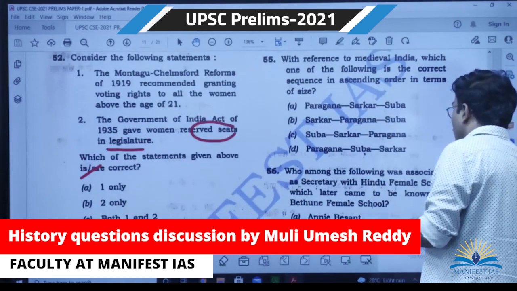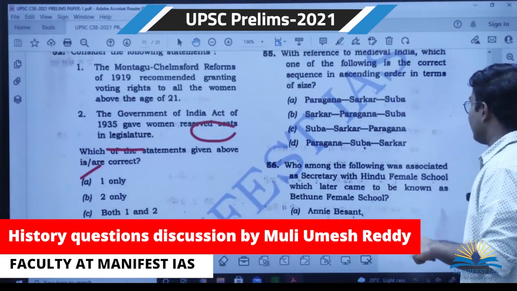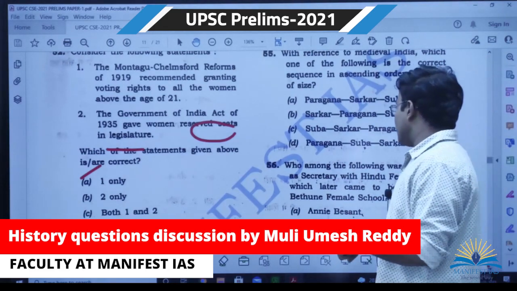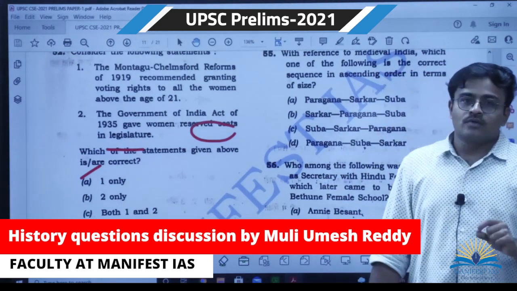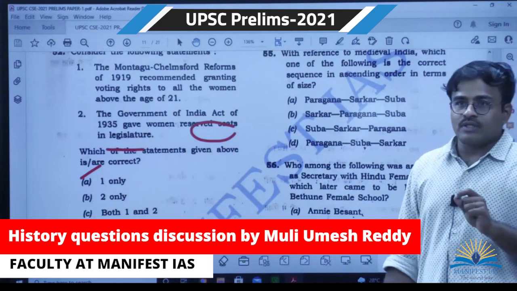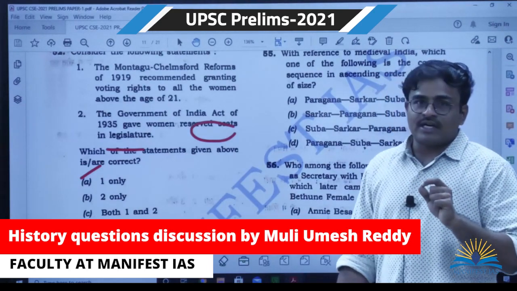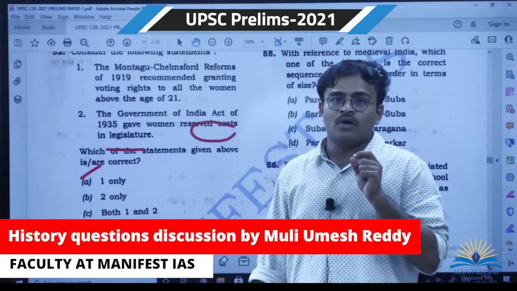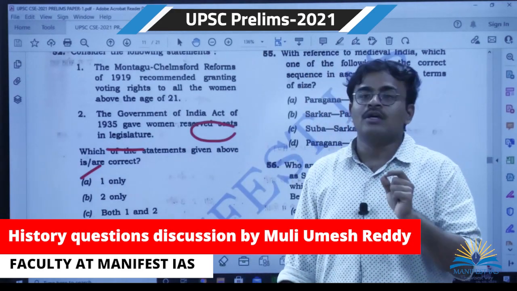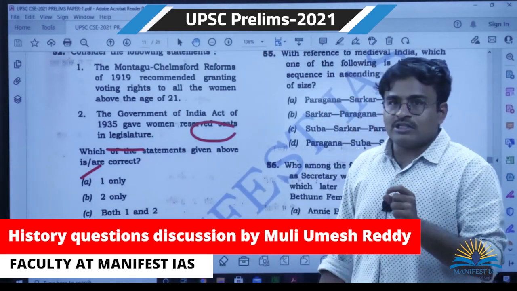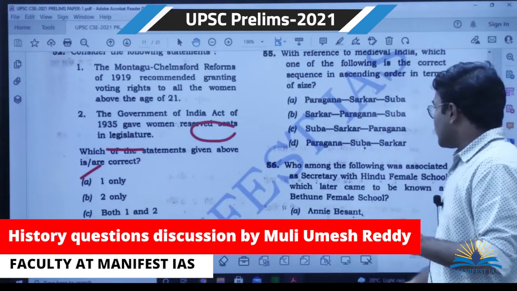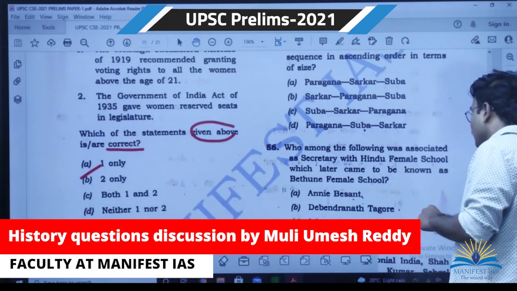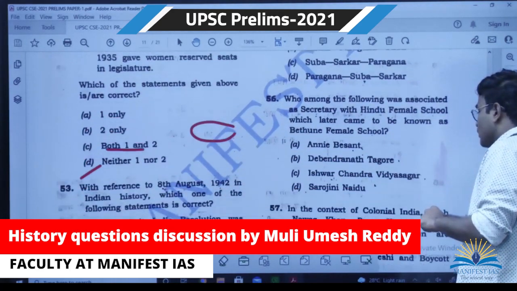56th question. Who among the following was associated as secretary with a Hindu female school, which later came to be known as the Bethune female school? The answer for this question is Ishwar Chandra Vidyasagar. Apart from functioning as the principal of Sanskrit College, he was also associated as secretary with the Bethune school, which was established by Drinkwater Bethune. It was initially known as the Hindu female school. The answer for this question is C, Ishwar Chandra Vidyasagar.